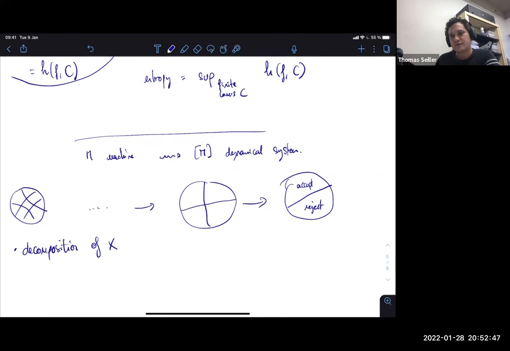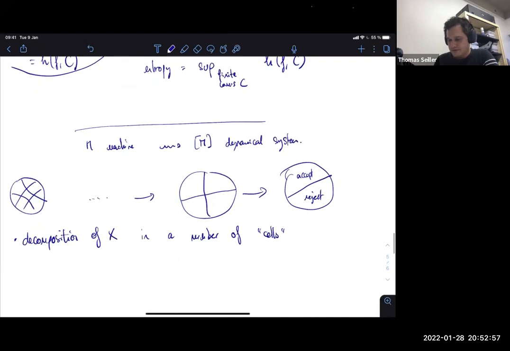And this decomposition in a number of cells, right? And the point is that the number of cells is bounded by an expression in the entropy, right? It's bounded by a number that depends on the entropy of n. Okay?